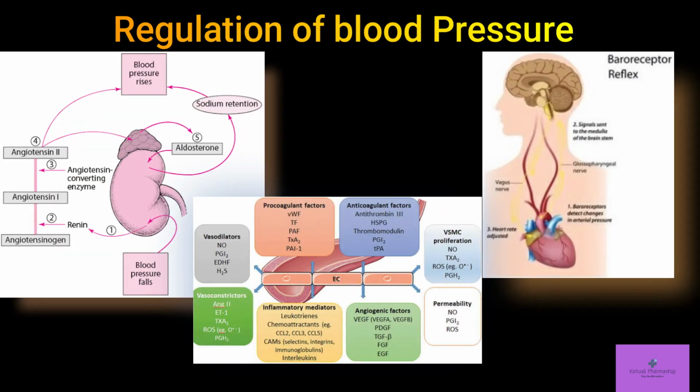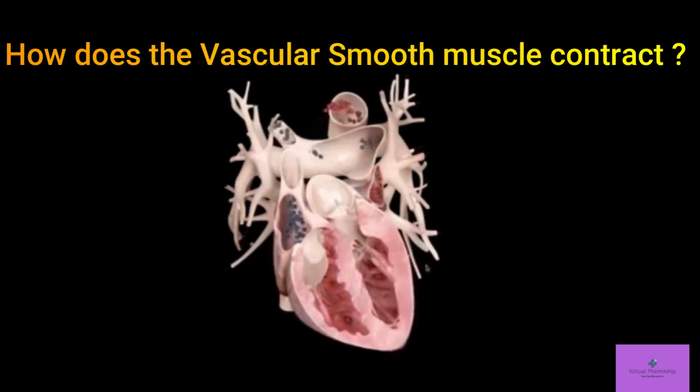For our body to regulate the blood pressure, it needs to control the cardiac output and the peripheral resistance. There are 3 ways to regulate the blood pressure: through the endothelial factors, the baroreceptors, or the renin-angiotensin-aldosterone system. How does the vascular smooth muscle contract?